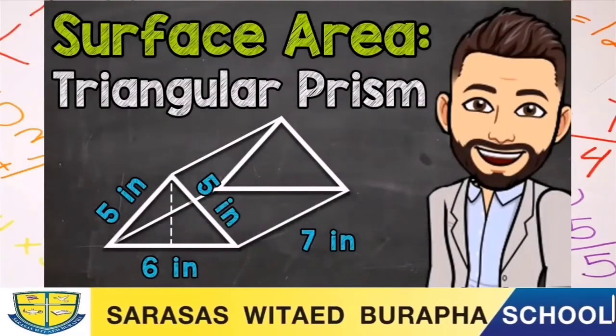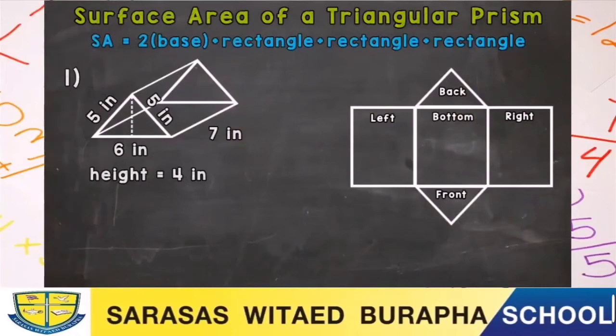Welcome to Math with Mr. J. In this video, I'm going to cover how to find the surface area of a triangular prism. And remember, the surface area, simply put, is the area of the outside part or layer of a 3D figure. And when it comes to triangular prisms, they have 5 faces. So we need to find the area of each of those 5 faces, add them together, and we'll get the surface area. So at the top of your screen where it says SA, that means surface area.